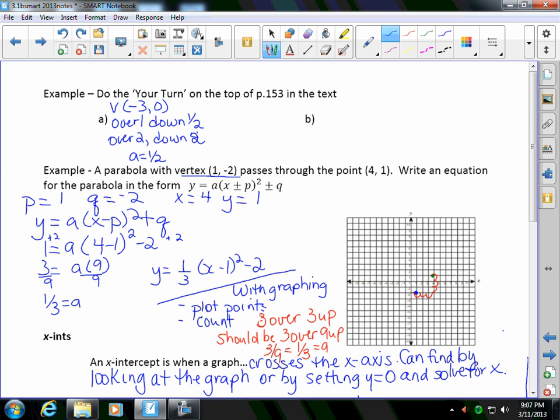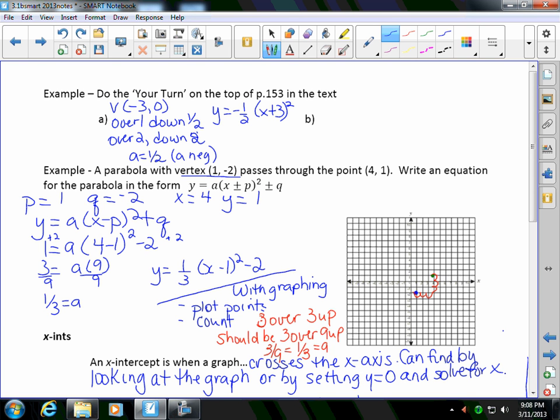So from there I can write my equation. This graph is going down, so I know A is negative. So my equation would be negative 1/2 times (x plus 3), because I switched the sign of the p, all squared. You could put plus 0, but you don't need to include that 0 for the q.